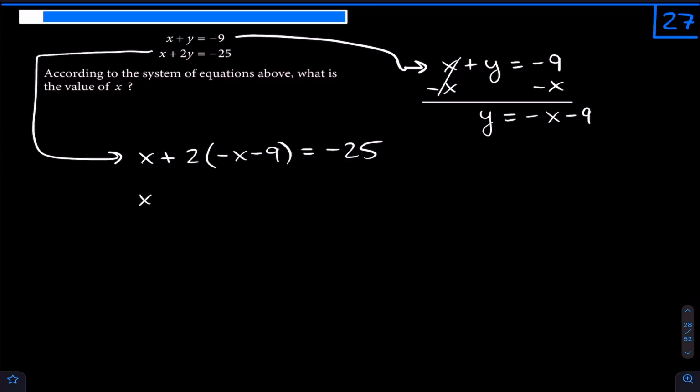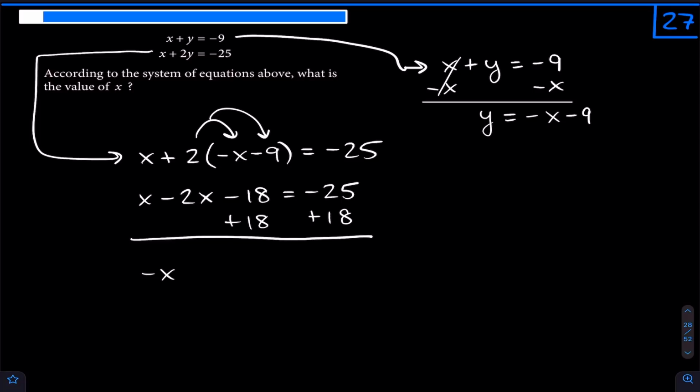So I can distribute that 2 through. Distributing the 2 through to the negative x, I get negative 2x. Distributing that 2 through to the negative 9, I get negative 18. And that's equal to negative 25. Combining like terms here, I'm going to get a negative x. And then, honestly, I don't want this negative 18 on this side. So what I can do is add it over. So these like terms still combine to be a negative x, but now the 18 is gone, and this is all just equal to whatever negative 25 plus 18 is, which is negative 7.